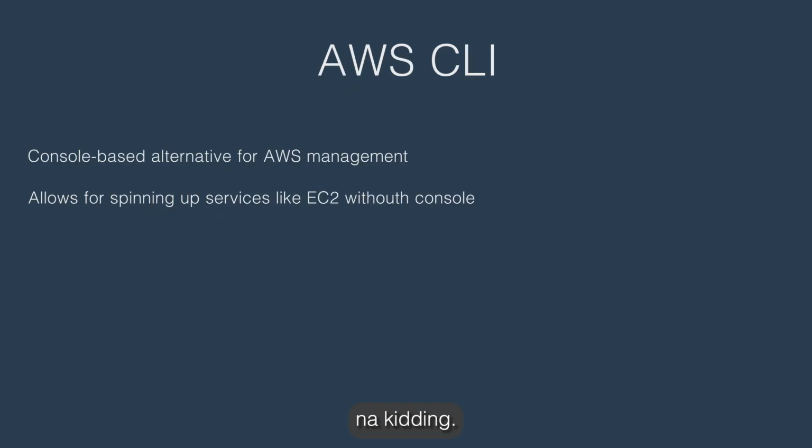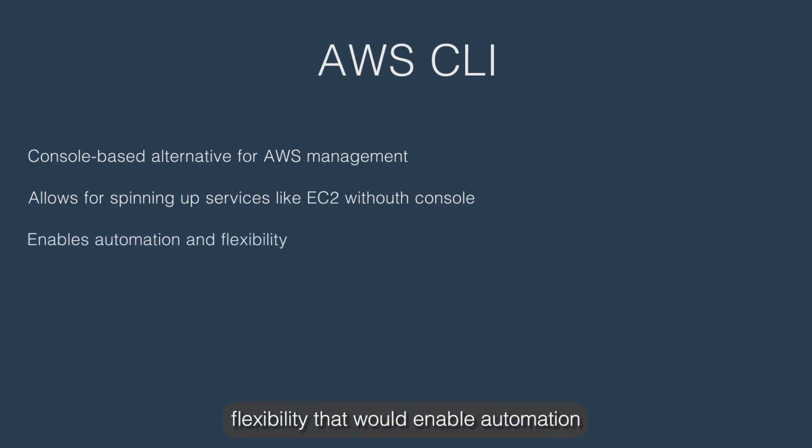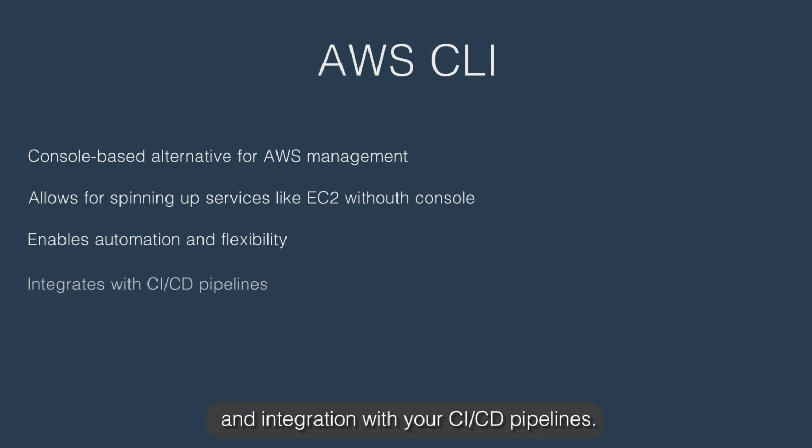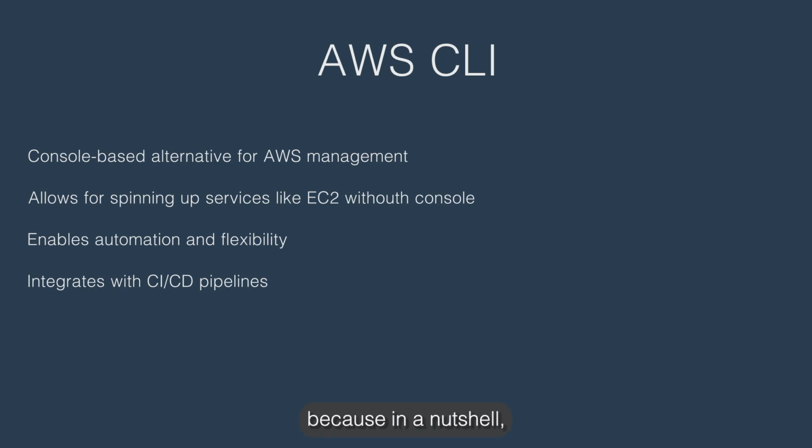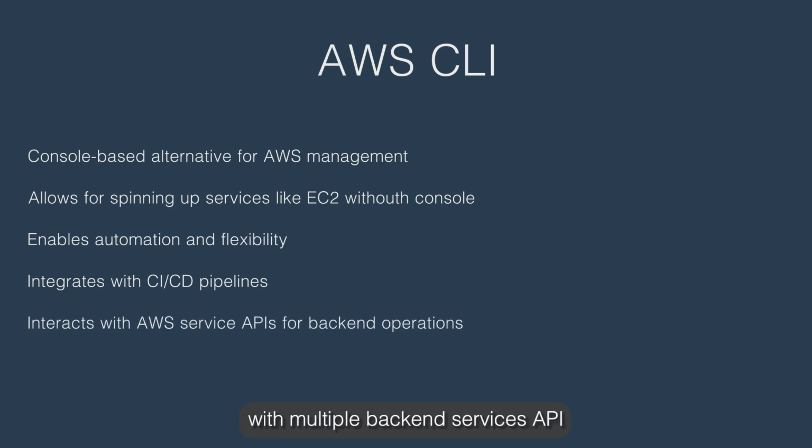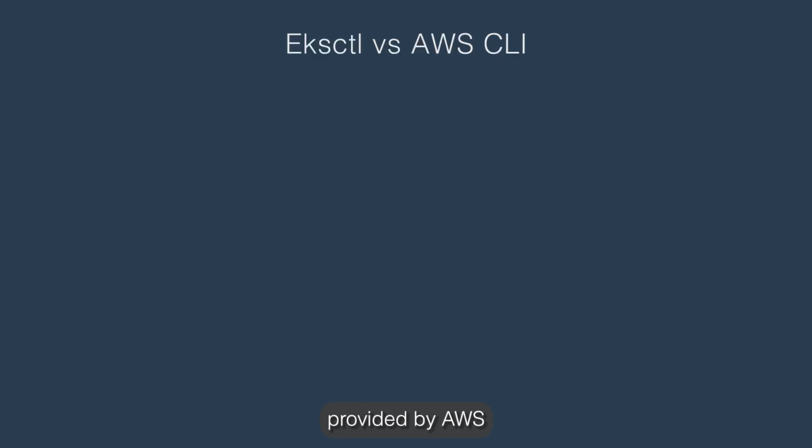The AWS CLI offers flexibility that enables automation capabilities such as infrastructure as code, quick execution, and integration with your CI/CD pipeline. This becomes possible because, in a nutshell, the AWS CLI is designed to interact with multiple backend service APIs provided by AWS. Now let's discuss EKSctl.